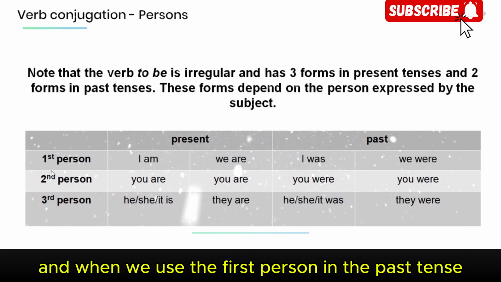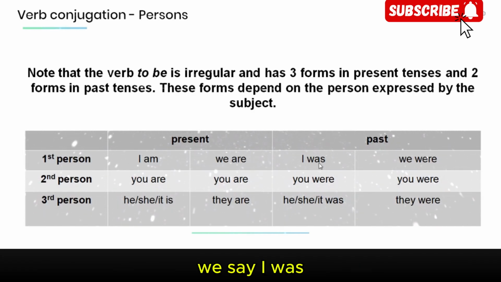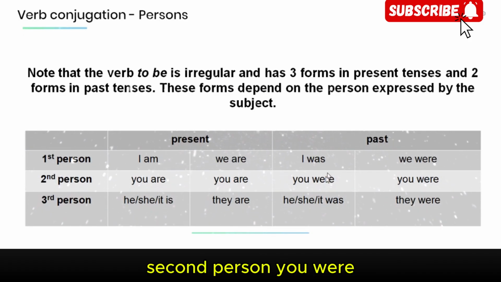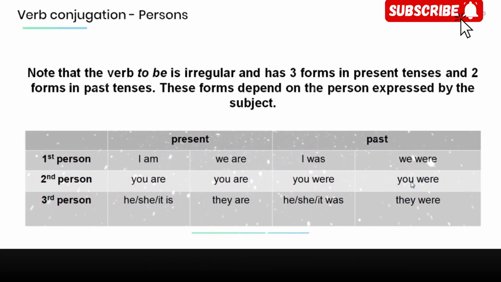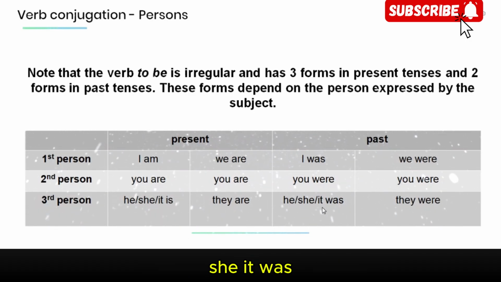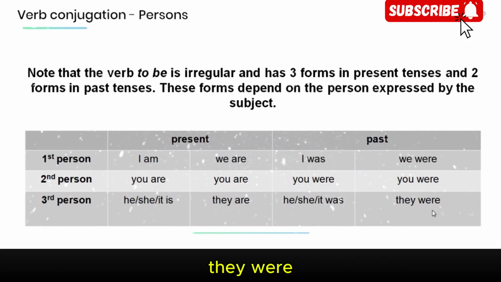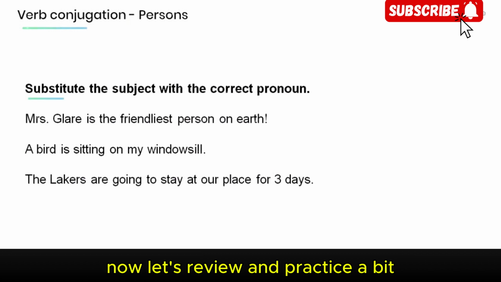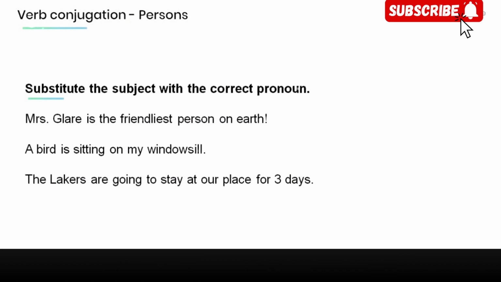And when we use the first person in the past tense, we say I was, we were. Second person, you were, you were. And in the third person, he, she, it was, they were. Now let's review and practice a bit.